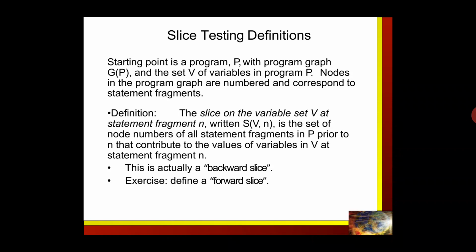Let us look at the definition. Of course, a program P is there, and a program graph G of P, and a set of variables V. The nodes in the graph are the statement fragments. A node is nothing but a number given to the different statements in your program.